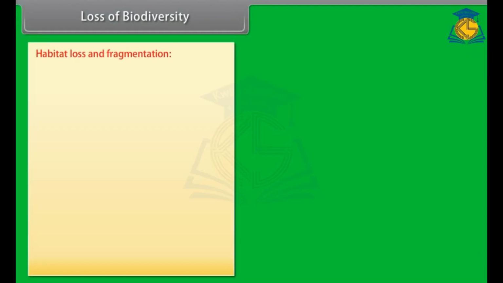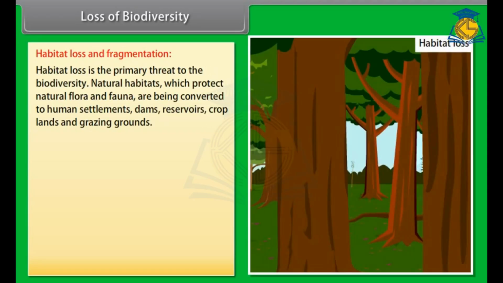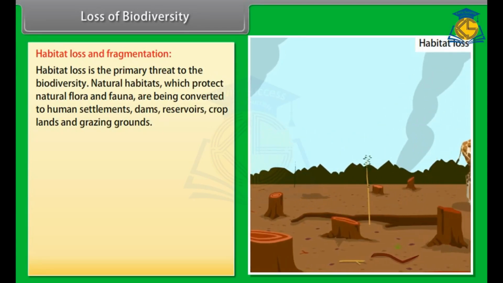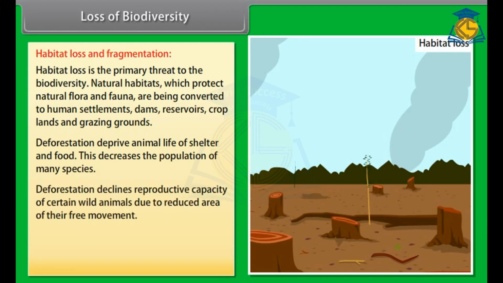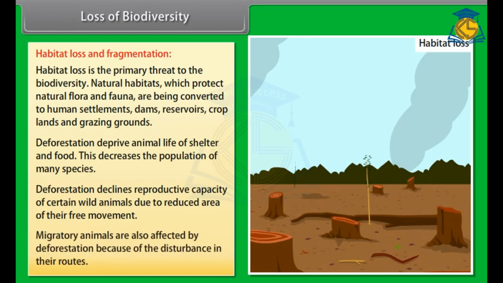Habitat loss and fragmentation. Habitat loss is the primary threat to biodiversity. Natural habitats, which protect natural flora and fauna, are being converted to human settlements, dams, reservoirs, croplands, and grazing grounds. Deforestation deprives animal life of shelter and food. This decreases the population of many species. Deforestation declines reproductive capacity of certain wild animals due to reduced area of their free movement. Migratory animals are also affected by deforestation because of the disturbance in their routes.